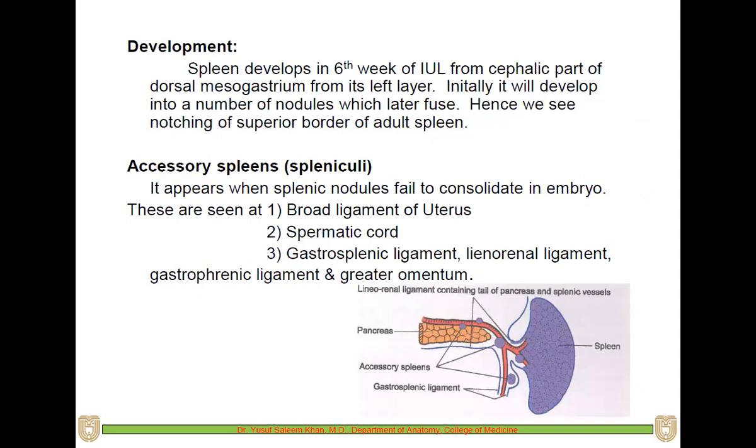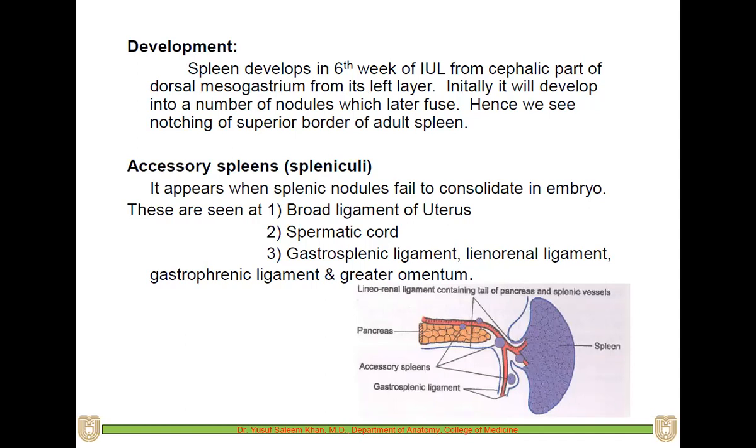As I was telling, the spleen will be lobulated initially, so it starts developing in the 6th week of intrauterine life. At a very early stage, the development of the spleen starts. It starts developing from the cephalic part of the dorsal mesogastrium, from its left layer. You might have studied the dorsal mesogastrium as well as the ventral mesogastrium. Ventral will be in the front, dorsal will be behind. Okay, from its left layer.